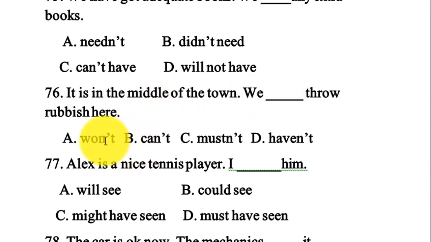We mustn't. Why? Will not, no. Can't? No. Mustn't. Prohibition matters now, yes. Prohibition: it is prohibited to do something, something is forbidden. So what is the strong prohibition modal verb? Mustn't. So must is the appropriate modal verb. Haven't, no.